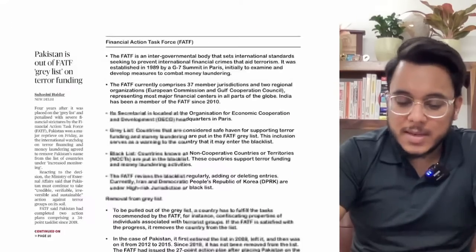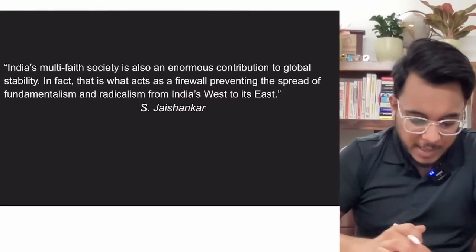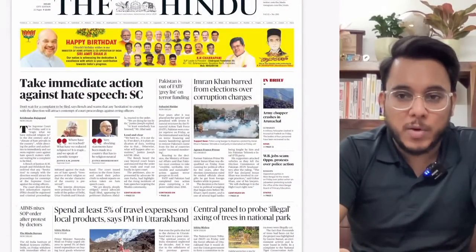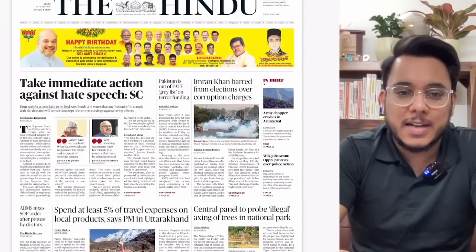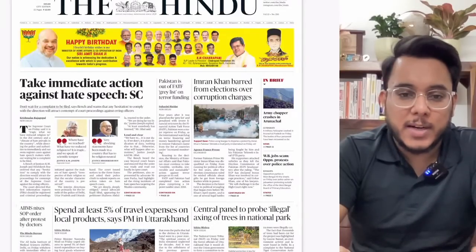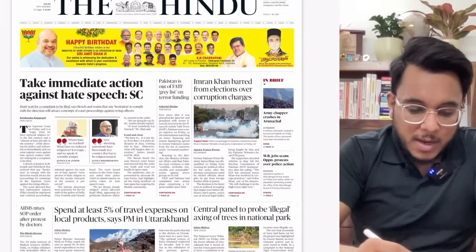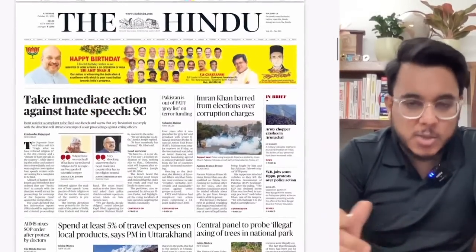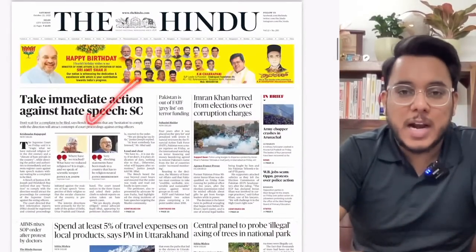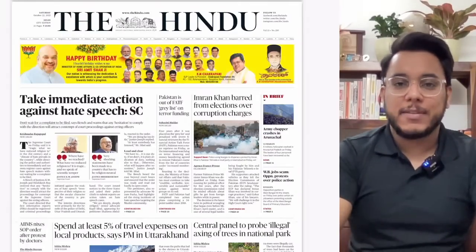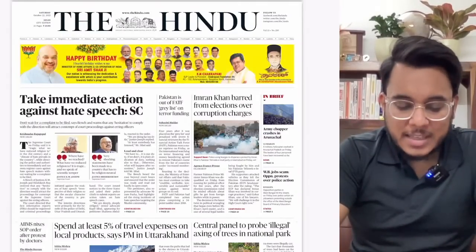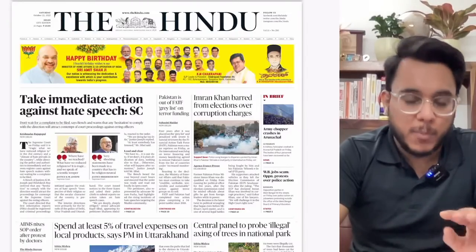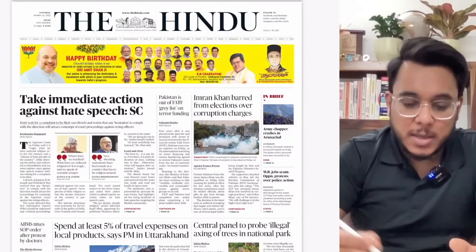Now, let's start with the discussion, but before that, let's see the overview of the entire newspaper, and by the overview we'll try to understand which articles are actually relevant and important for our examination. First of all, the first article: take immediate action against hate speech, Supreme Court. So we'll see this particular article with respect to GS Paper 1 and GS Paper 2 and the issues of hate speech. Moreover, here the Law Commission's 295th report we'll also additionally be discussing.